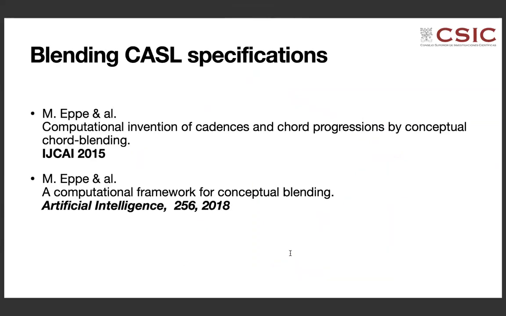And then we also, and here I will not explain any detail. I leave it to you, if you are interested, to look at how we have done it with Castel specifications. There is this paper that we have in IJCAI 2015, and then a more elaborated paper in the Artificial Intelligence Journal, where we have implemented this blending using amalgams to invent new cadences in music. So taking different kinds of cadences and combining them to create a new cadence or chord progressions.